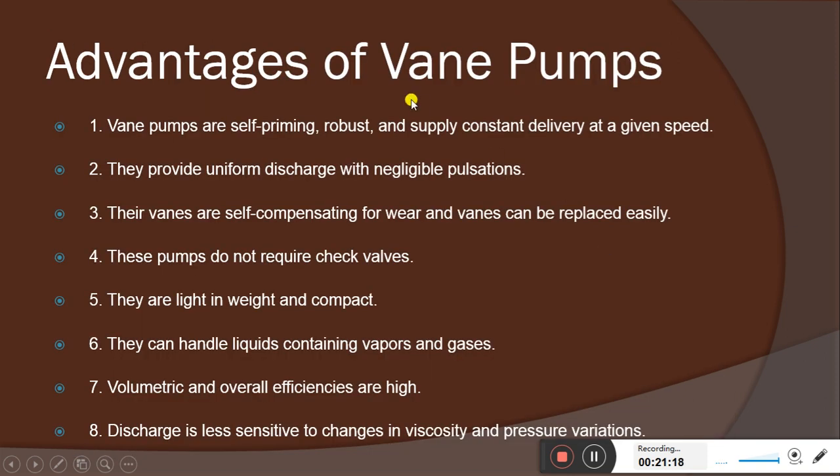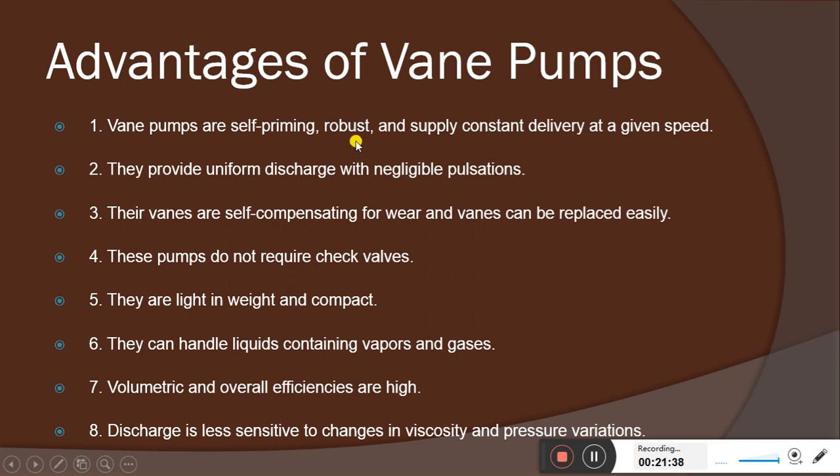We will see the advantages of vane pumps. Vane pumps are self-priming. We know the meaning of self-priming: it is the ability to remove the air particles inside the pump housing. They are robust, having a robust structure, and supply constant delivery at a given speed.